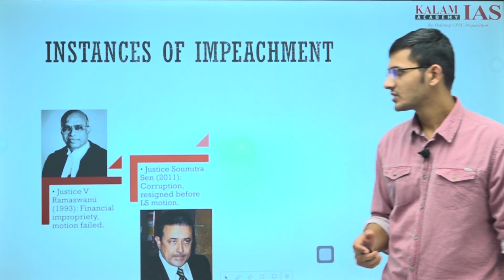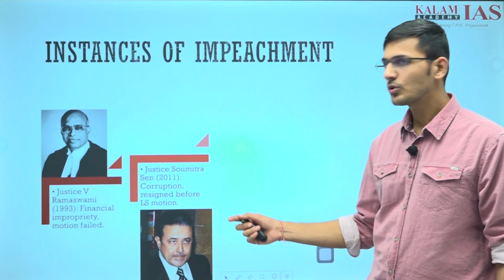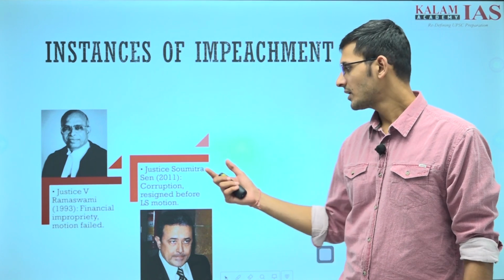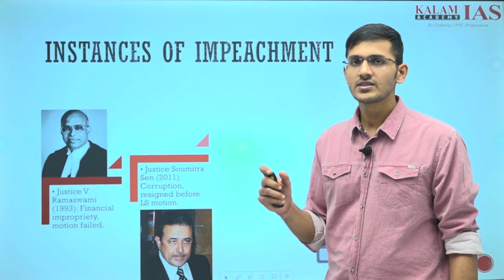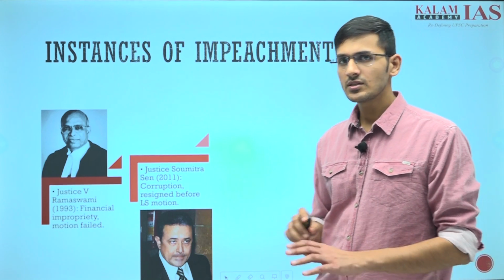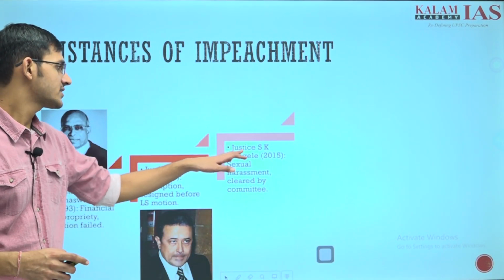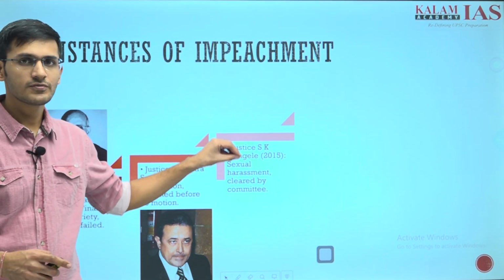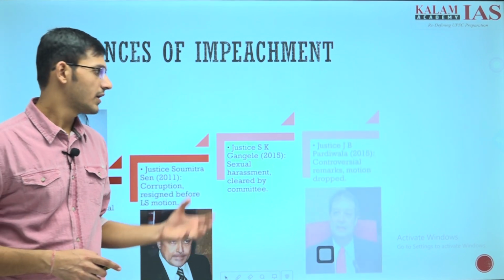Second is Justice Soumitra Sen. He was also charged with corruption charges. The motion was cleared by Rajya Sabha, but by the time it went to Lok Sabha, Justice Soumitra Sen resigned from his position, and as a result, the motion lapsed. Third one was Justice S.K. Ganguly, who was accused of sexual harassment, but the committee cleared him due to lack of evidence.